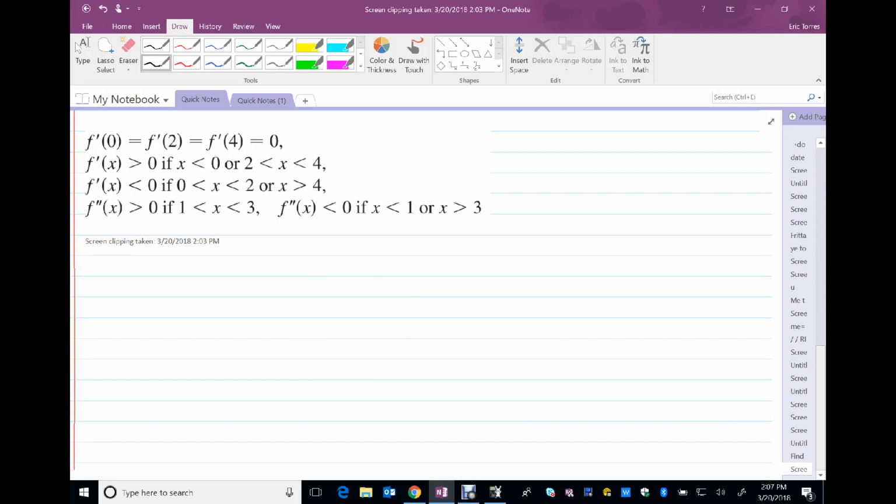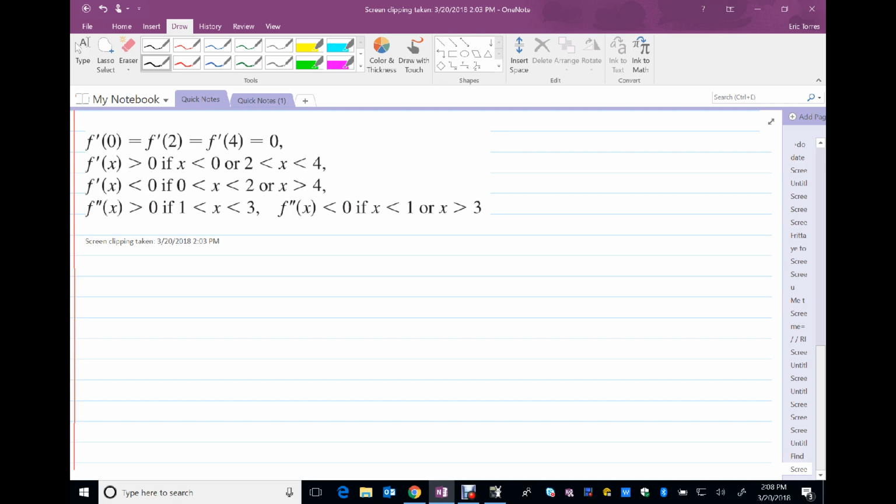For this example, I'd like to make a graph that satisfies all of the given conditions. So let's look at our given conditions. The first row says my derivative at x equals 0, at x equals 2, and at x equals 4 all are 0. So that means at x values 0, 2, and 4, I have critical points.